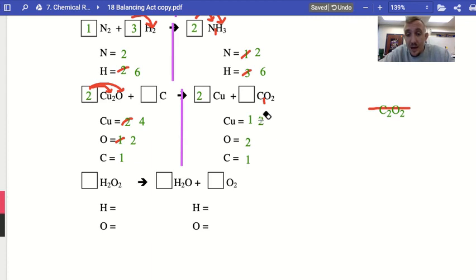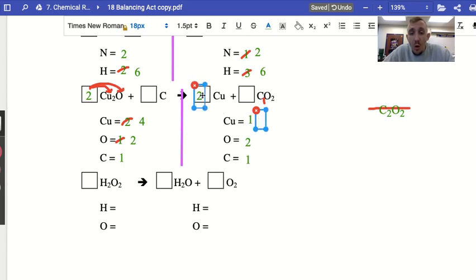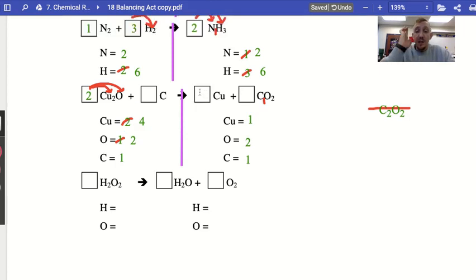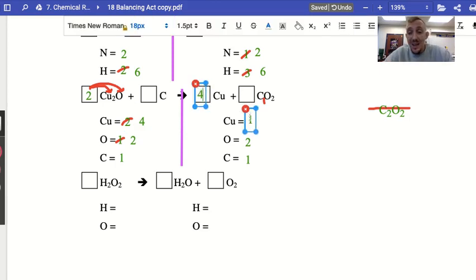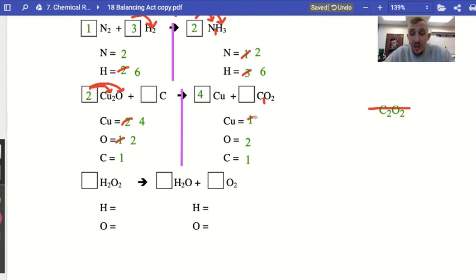And so what can I multiply this original copper by to get it to 4? So I'm going to change the subscript, and originally we put 2. Now I'm going to change it to 4, because 4 times 1 is going to get me the balanced version of 4 coppers over here. Because remember, I had to put a 2 here to balance out my oxygens.